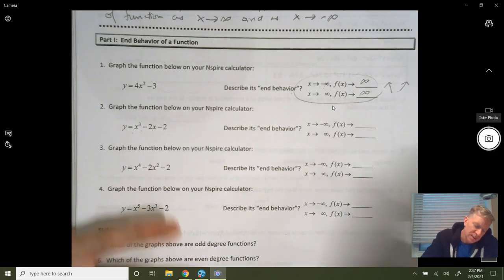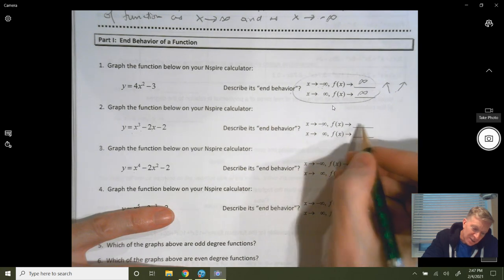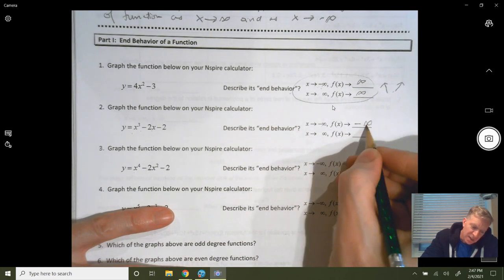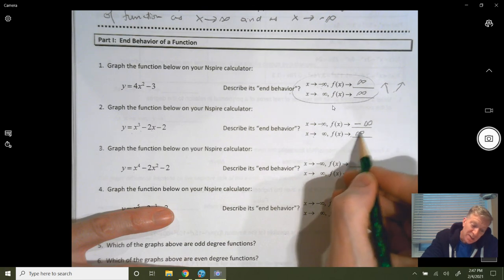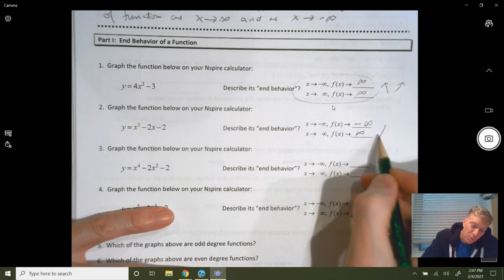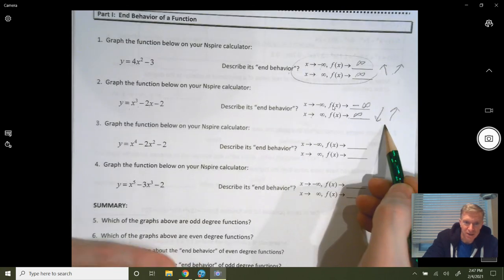So filling this in, as x goes to the left to negative infinity, my y was going down to negative infinity. And as x goes to positive infinity, my y was going to positive infinity. So on the left, you're going down. On the right, you're going up. So this is another abbreviated way to say that, okay?